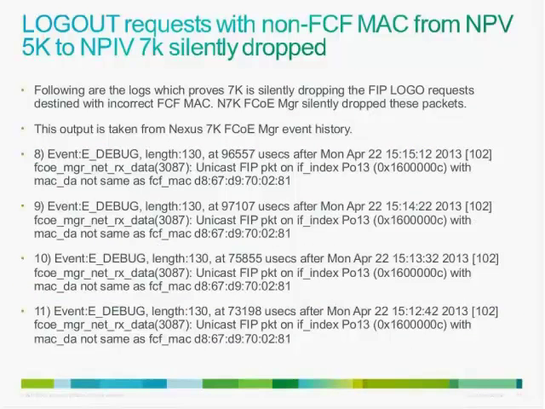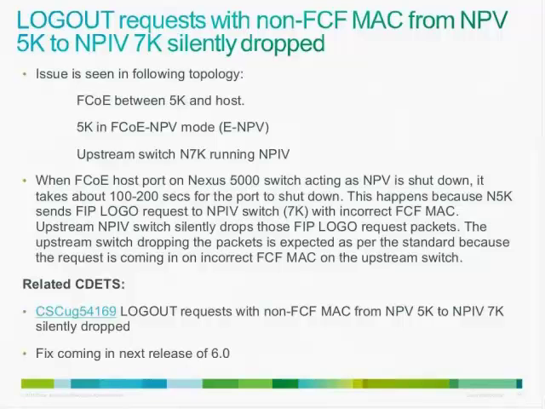So, logout request with non-FCF MAC from NPV to NPIV 7K. Obviously, what happens is when the FCoE host port is acting as the NPV, and you reload that, or shut it down and bring it up, it takes about 100 to 200 seconds for the port to shut down, right? So obviously this happens because of the 5K. When the request comes in, the FIP logout is sent to the upstream 7K, right?